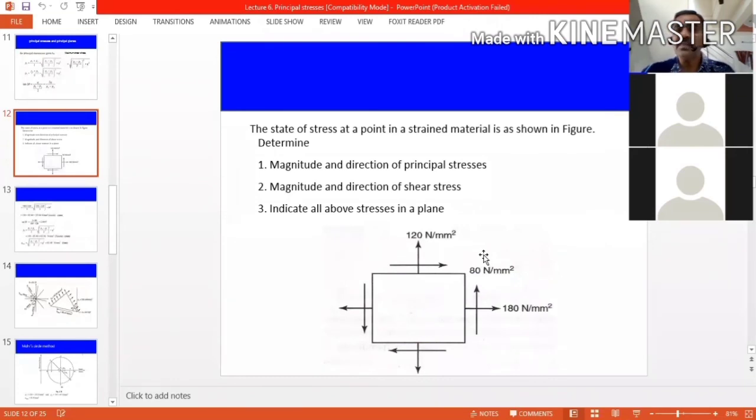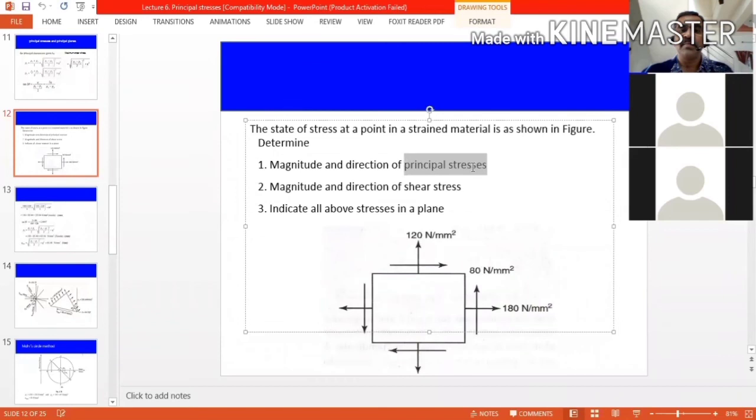Now, our objective is to find the magnitude and direction of principal stresses. What is meant by principal stresses? There are two principal stresses, the maximum principal stress and the minimum principal stress. You need to find magnitude and direction. Direction means theta. Magnitude is the value you have to find.